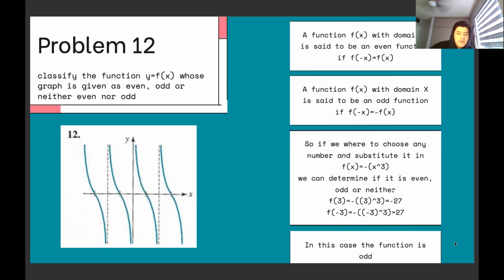If we were to choose any number and substitute it in the function, which is -x to the 3, we can determine if it's even, odd, or neither. So we substituted 3. It would be minus parentheses 3 to the 3, and it gives us -27. And if we substitute -3, it would give us 27. But I think that's just one line. I'm not sure if it's all the same for the whole function.